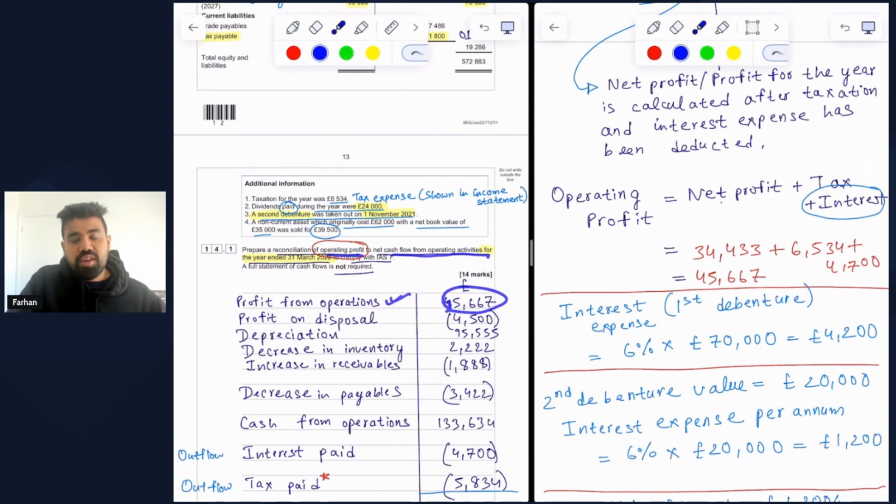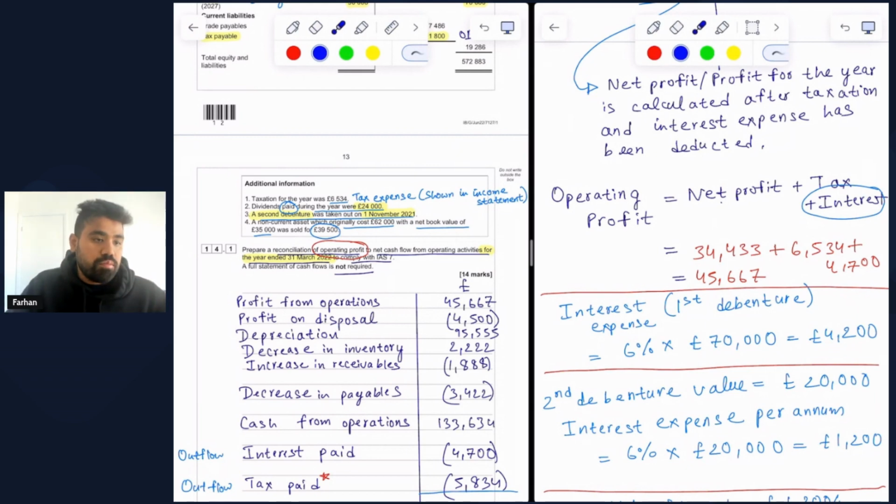Then we have the taxation amount that's given to us in the additional information, and then we have derived the interest expense for 2 debentures: one from the previous financial year that's been carried forward to this current financial year, and a new debenture that we have taken out in this financial year from 1 November 2021.